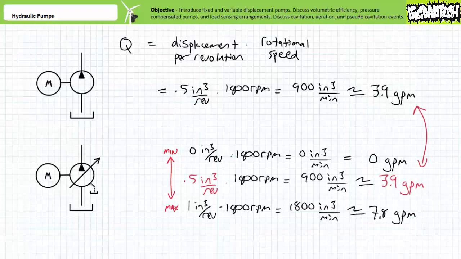If this variable displacement pump, driven at a constant 1800 RPM, was to provide a comparable flow rate to our previous fixed displacement pump, we'd have to adjust the displacement to 0.5 cubic inches per revolution. The obvious advantage of a variable displacement pump is that flow rate can be varied given a fixed rotational speed. The not so obvious advantage is that a variable displacement pump can produce no flow.